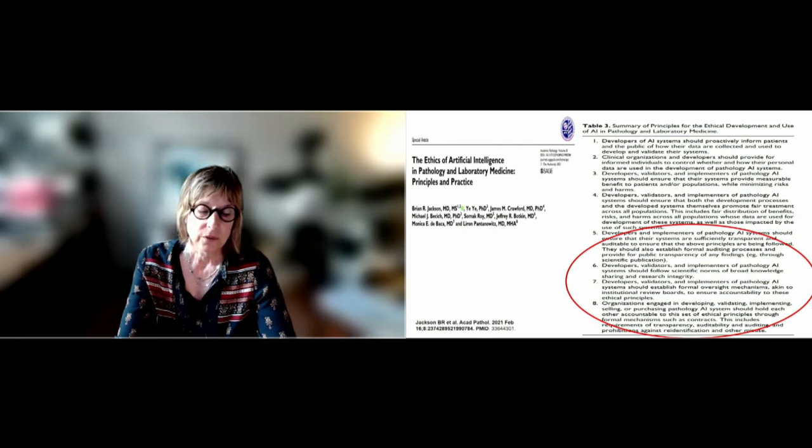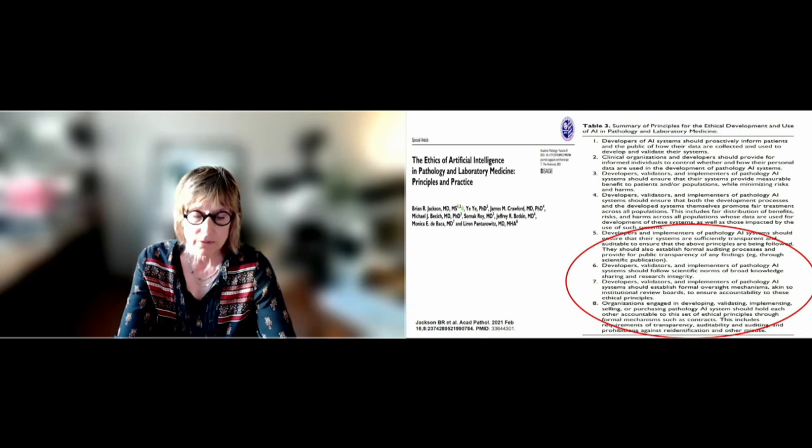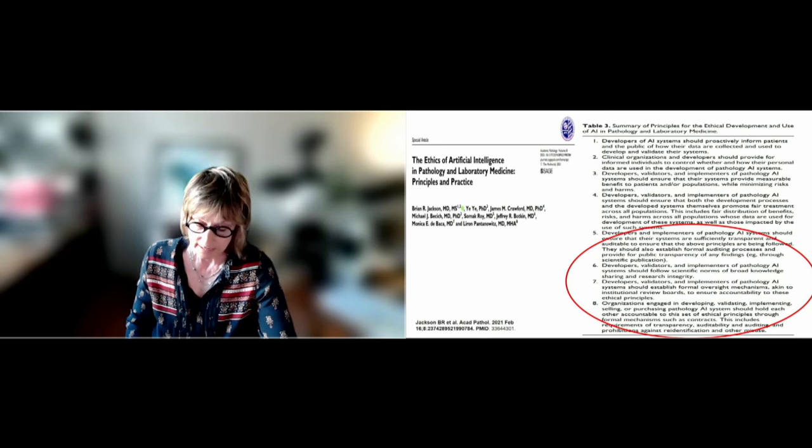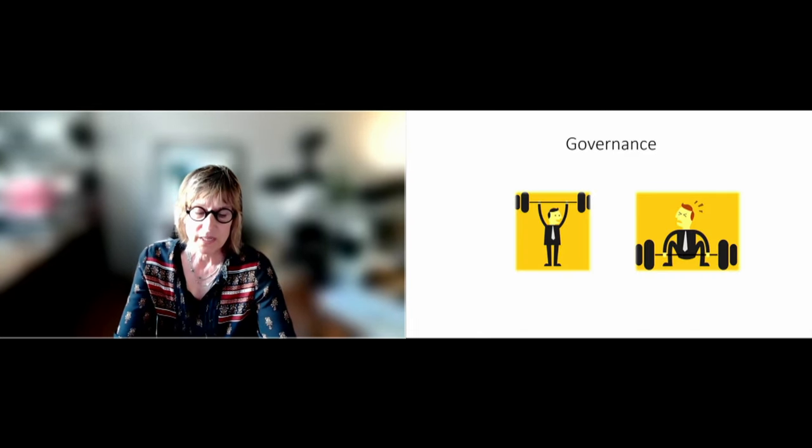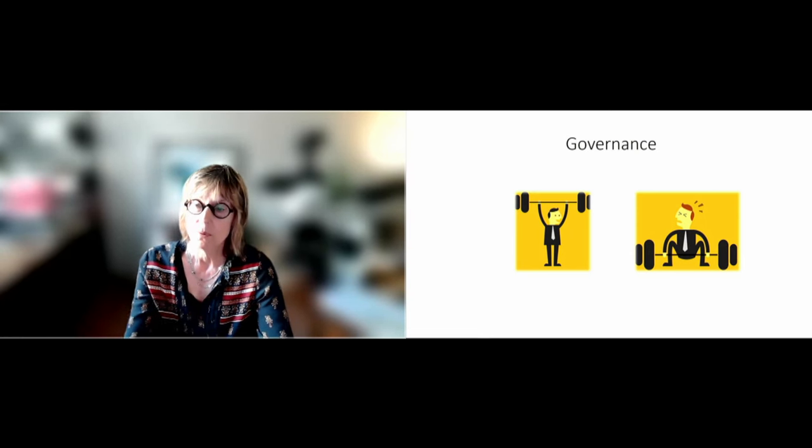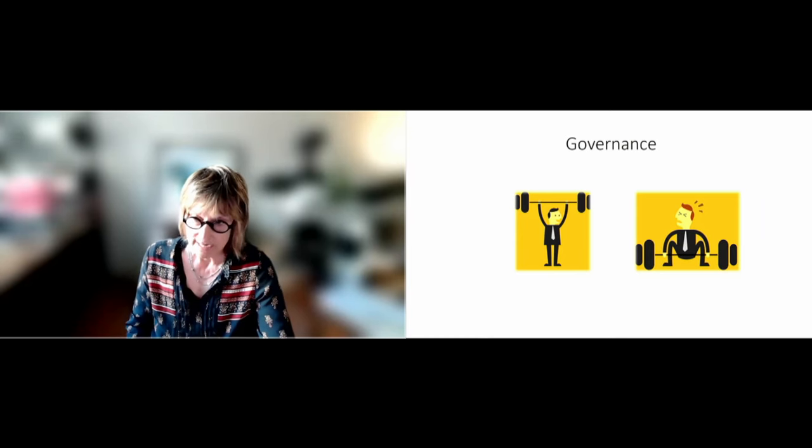The authors continue that AI machine learning developers, validators, and implementers should establish formal oversight mechanisms. Next slide. So as we consider moving into AI machine learning space for MASH liver biopsy scoring, establishing strong governance policies would be a strength. Ignoring this would be a weakness. Next slide.